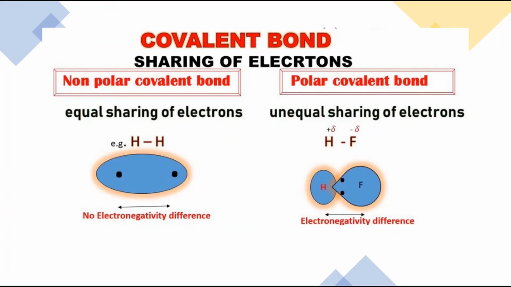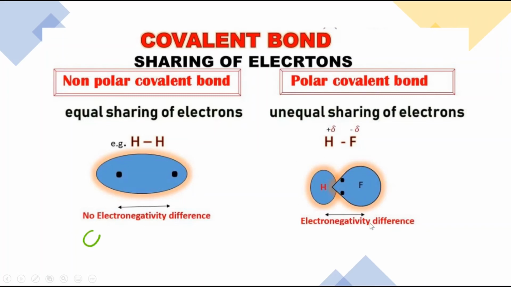So this is just a synopsis of whatever we had studied. A covalent bond means sharing of electrons. If it's equal sharing of electrons, then it's a non-polar covalent bond, and if it's unequal sharing of electrons, we call it a polar covalent bond. And if it's unequal, then it creates a charge difference, and hence we get a polar molecule.